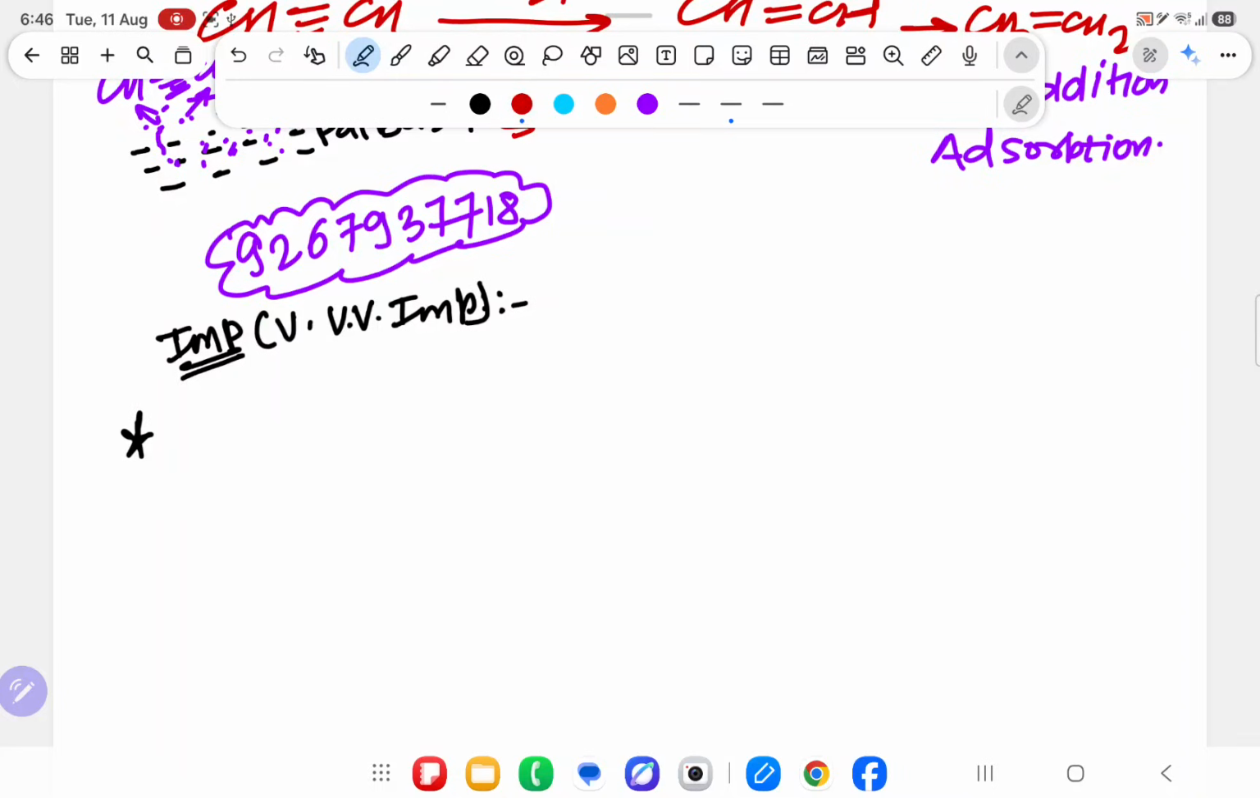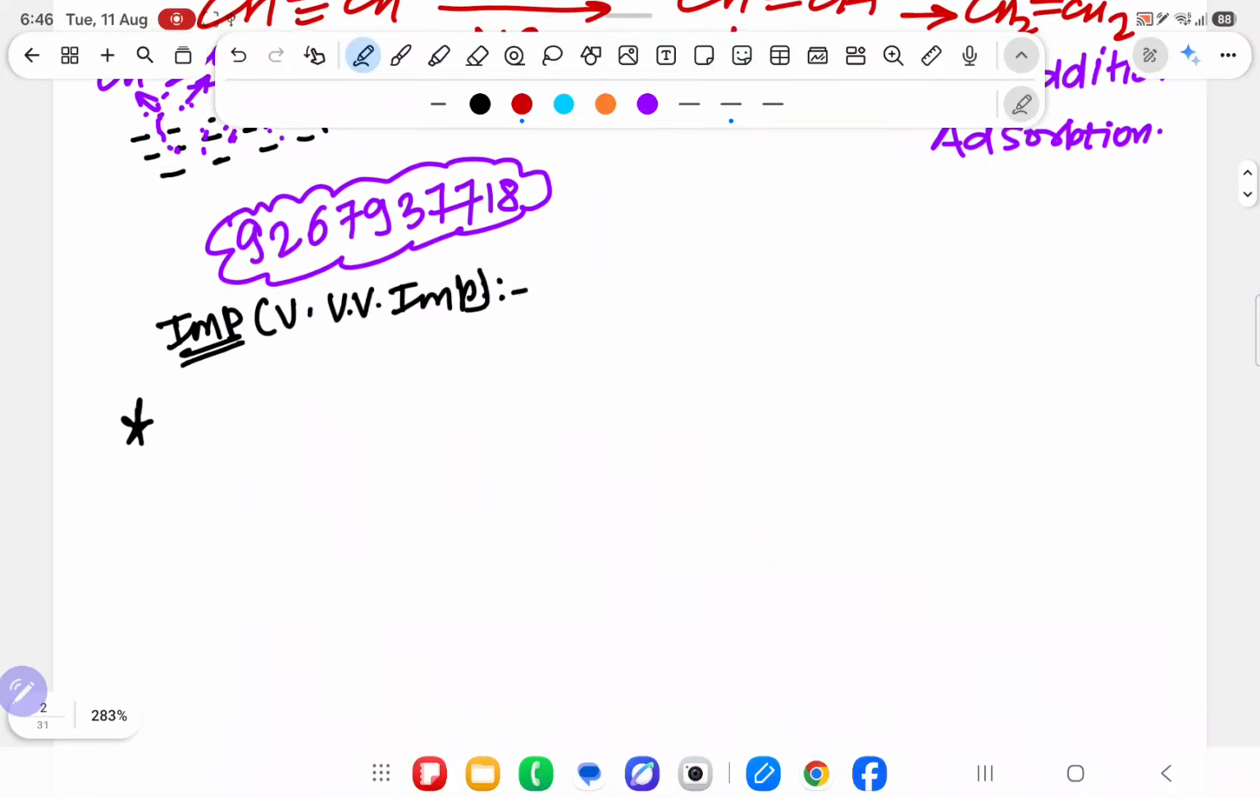What I have taught up to now, hydrogenation, understood? Sir, understood. Whenever we take H2, Pt, Pd, in presence of alkene and alkyne, both will convert into alkane. And whenever I take Pd, BaSO4 poisoned by sulfur or quinoline, alkene is converted to alkane, but alkyne is converted to alkene only, not alkane. Okay, sir, I understood this.